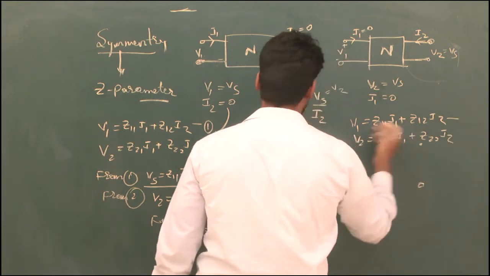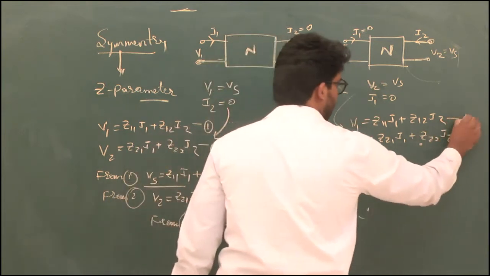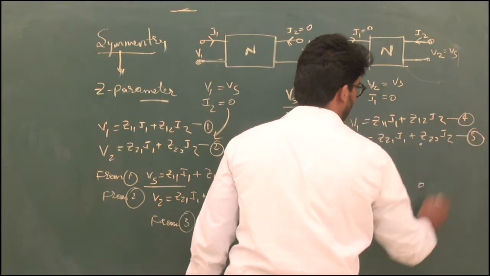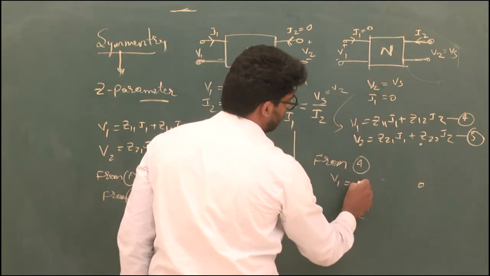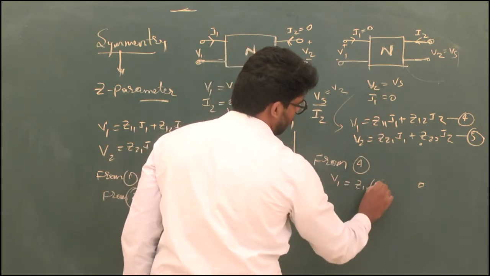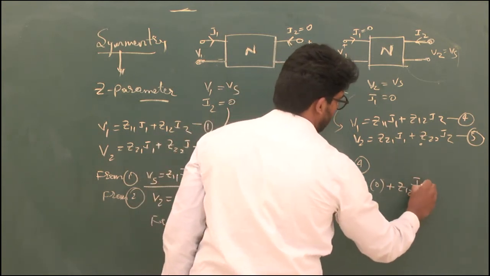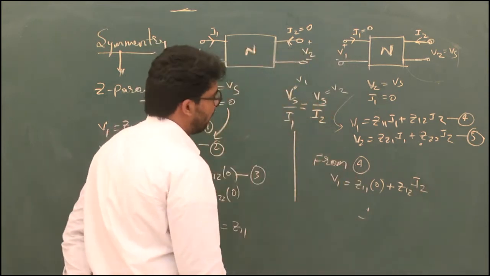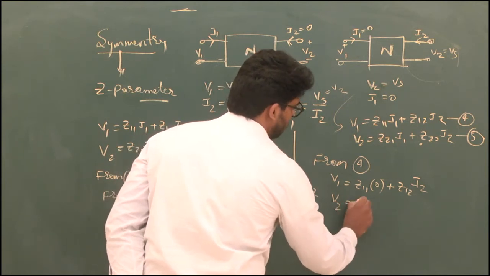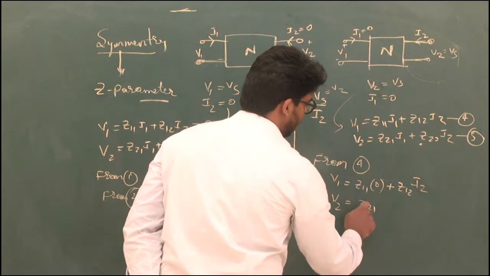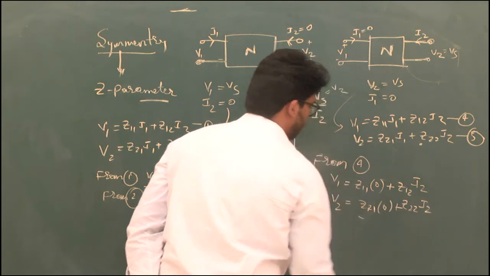Let us say substituting the equation in 1 and 2, this is 4, and let us take this as 5. From 4, what do you get? So V1 equal to Z11, in case of I1, you place 0, plus Z12, in case of I2, we keep that I2. And again, from 5, we have V2 equal to Z21, in place of I1 you get 0, plus Z22 I2.